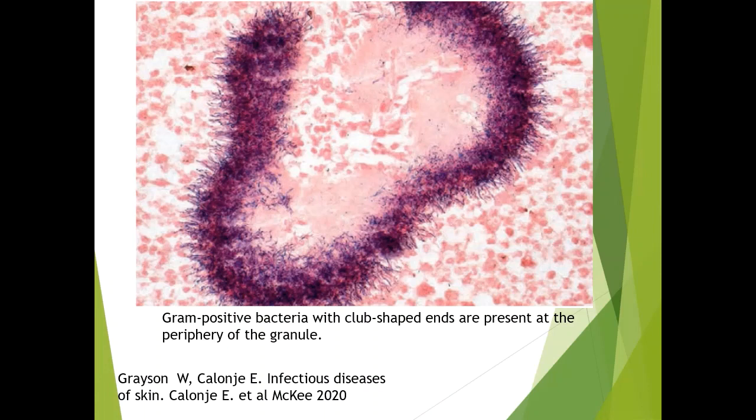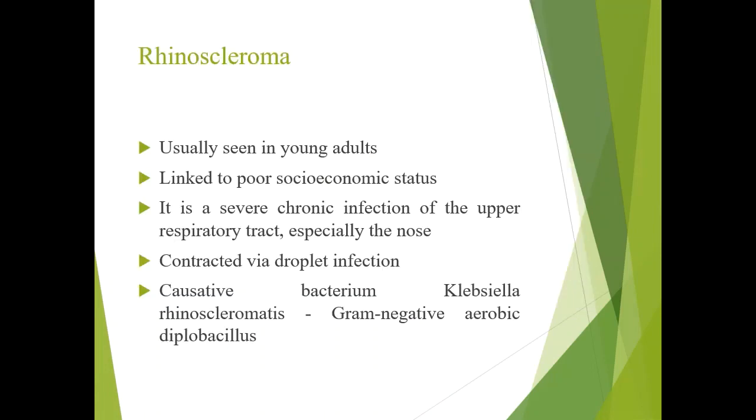Rhinoscleroma is usually seen in young adults, linked to poor socioeconomic status. It is a severe chronic infection of the upper respiratory tract, especially the nose, contracted via droplet infection. The causative organism is Klebsiella rhinoscleromatis, a gram-negative aerobic diplobacillus. The incubation period is very long, so presentation is most often in adults.